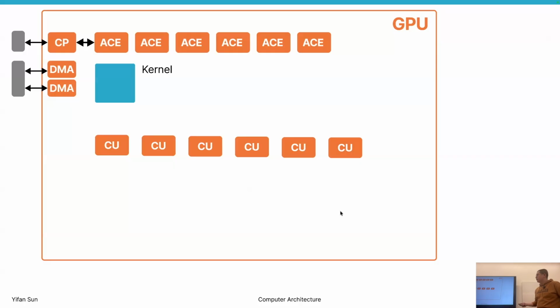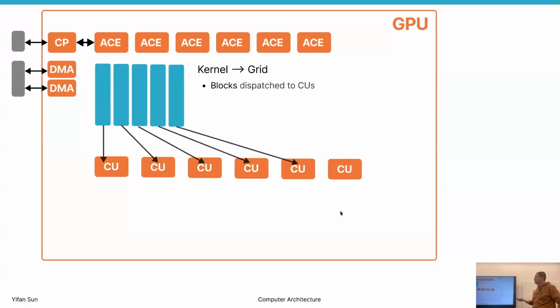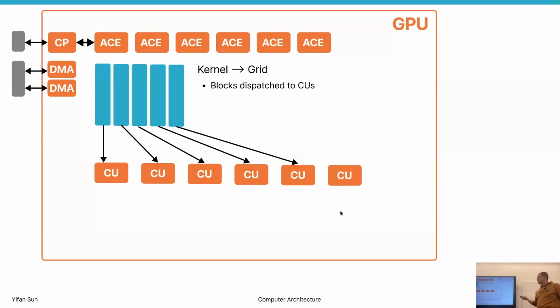Now we talk about compute units. What do compute units execute? Compute units execute blocks. The ACE will divide the kernels into blocks and dispatch those blocks to the compute units. So the unit of dispatching is always a block. All the threads within one block have to be executed in one CU. But one CU can execute multiple blocks at the same time.